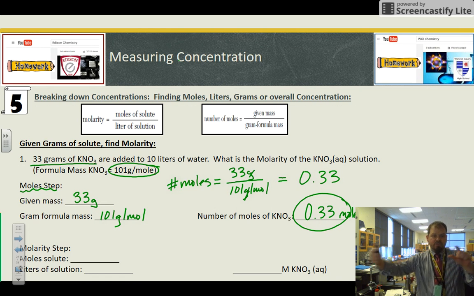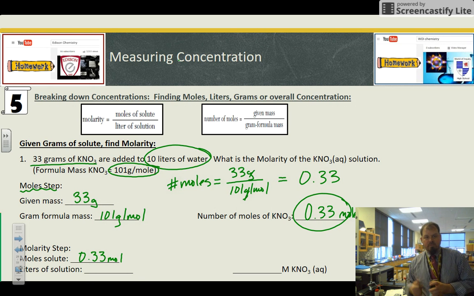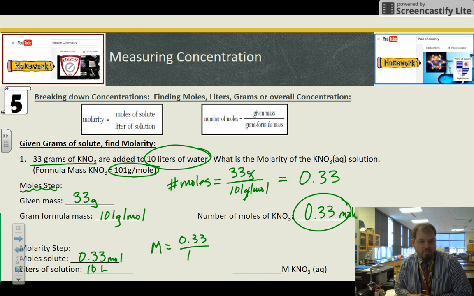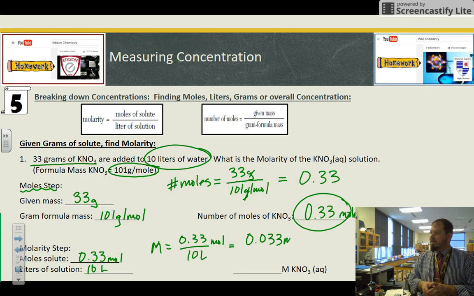So I'm going to take that moles and bring that down into my moles of solute. I'm keeping my units so I know what's going on. Liters of solution from the problem up top, 10. So now it's 0.33 divided by 10, and I'm good because I can do that in my head also. These are some nice, easy calculations, number-wise, to learn on. I like that I can do it in my head. Capital M, not lowercase. Capital M, and notice it is capital M pre-labeled for us, so 0.033 molar.